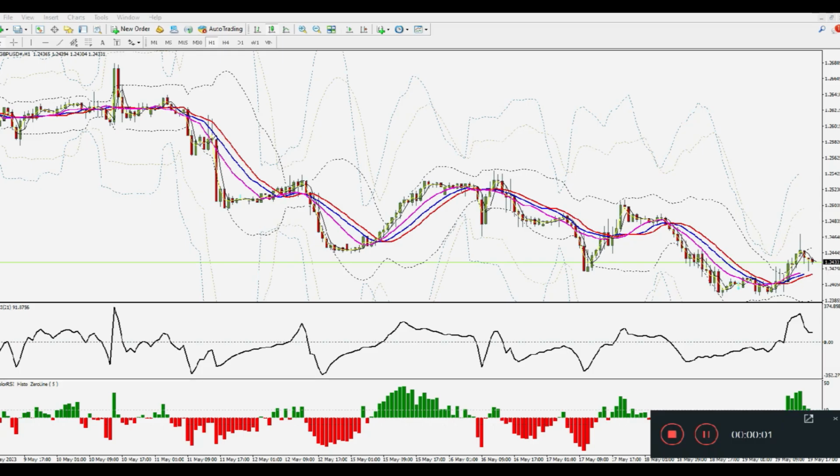3-level ZZ semaphore system is a price action with momentum forex strategy. Time frame: 1H, 4H or daily. Markets: forex, indices, futures, metals, gold and silver.